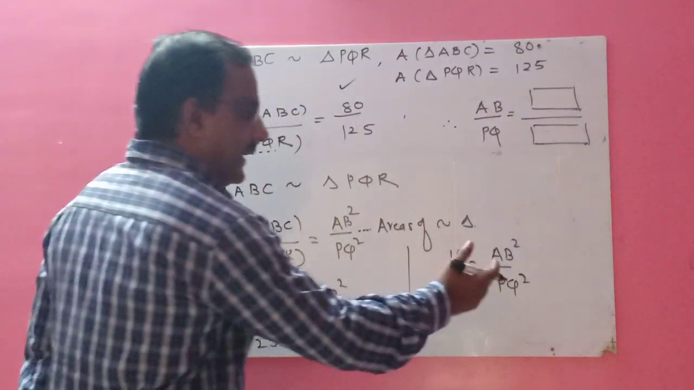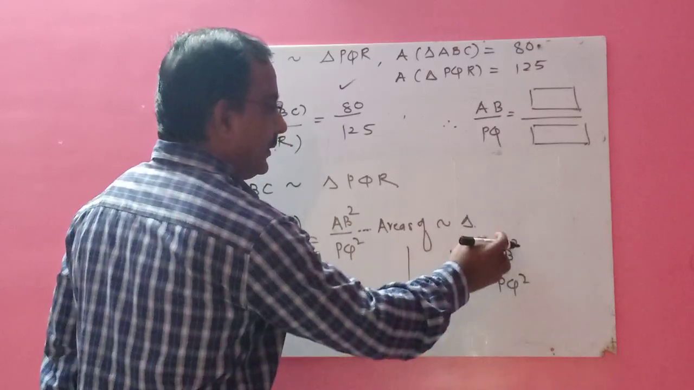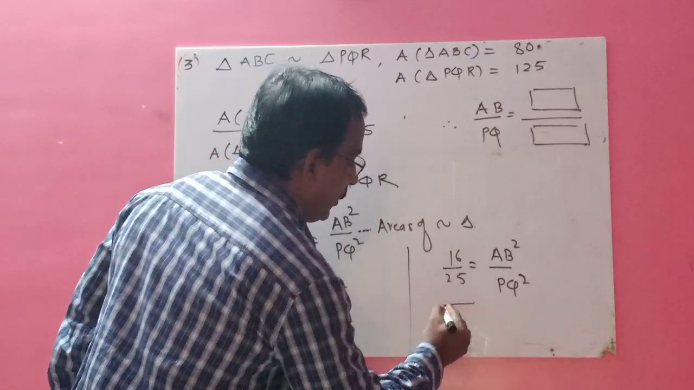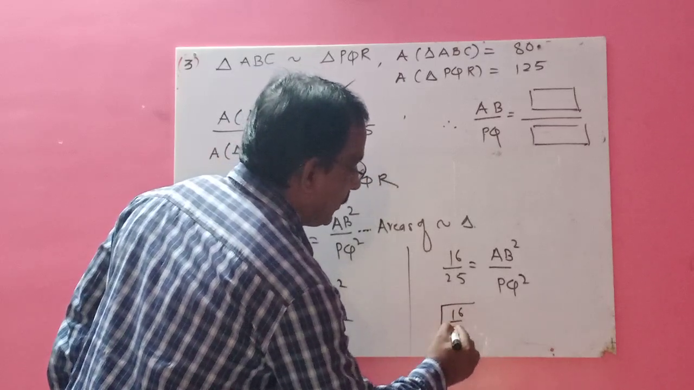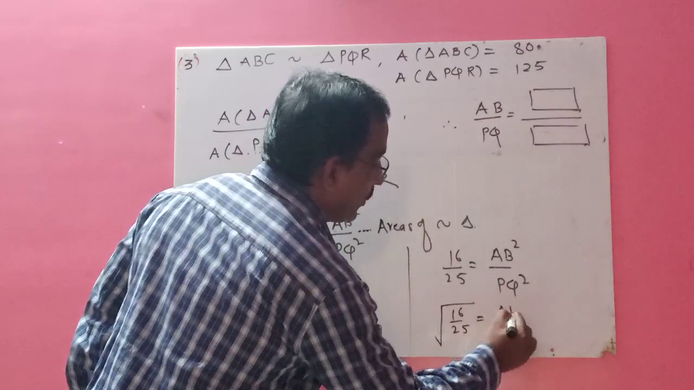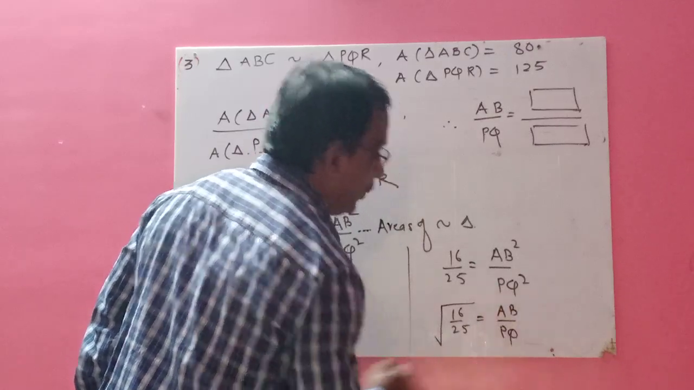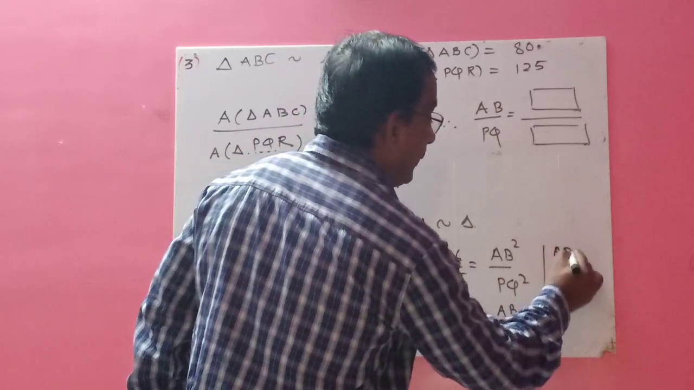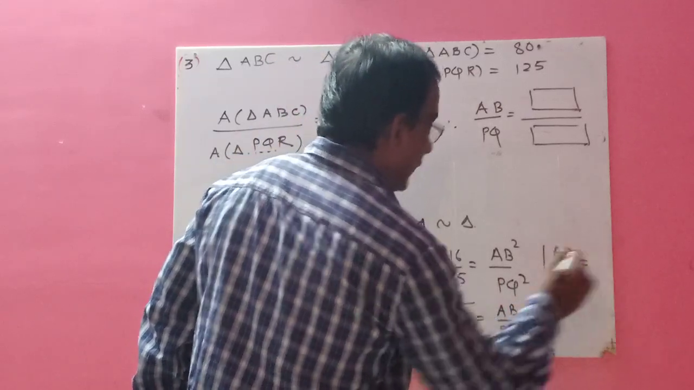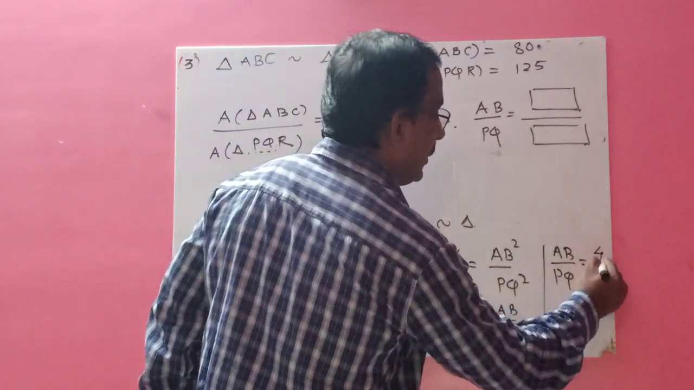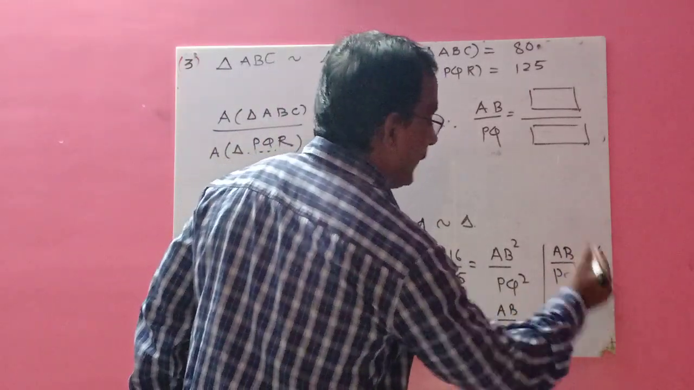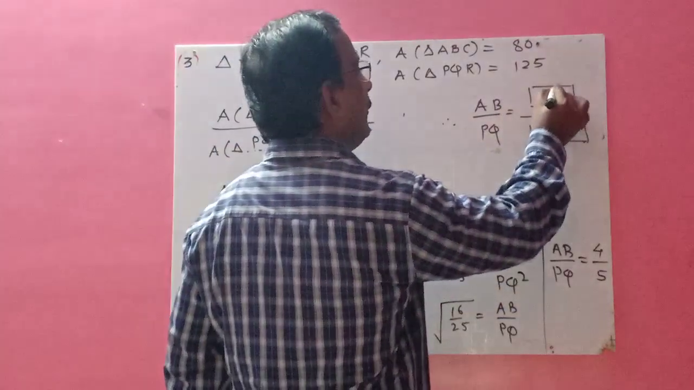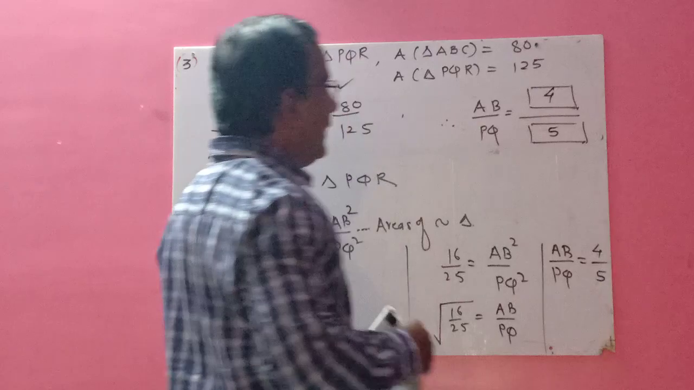Correct? Now taking square root on both the sides. So take this square this side, it becomes root. So it is root of 16 upon 25, which is equal to AB upon PQ. And therefore AB upon PQ, square root of 16 is 4 and square root of 25 is 5. So you got your answer, 4 upon 5. Here you should write down 4 upon 5.